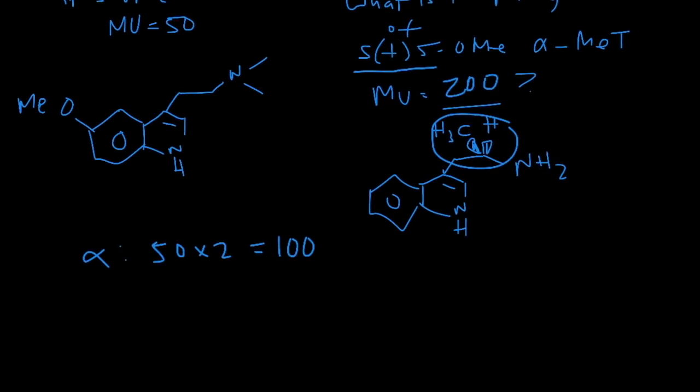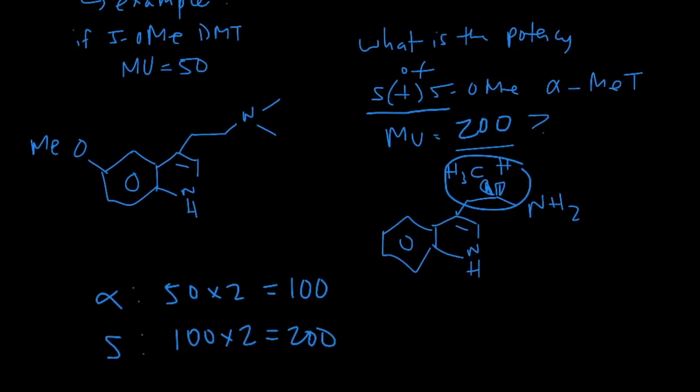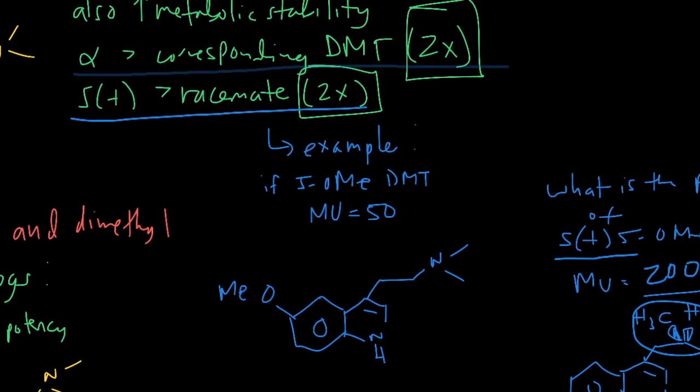So accounting for the S isomer, you get 100 times 2 and you get 200. So you have to account for each of these two parts. You have to account for, one, is it the alpha? Yes, it's the alpha. So you multiply it by 2. Now, if he gives you the S isomer, then you also multiply that by 2.